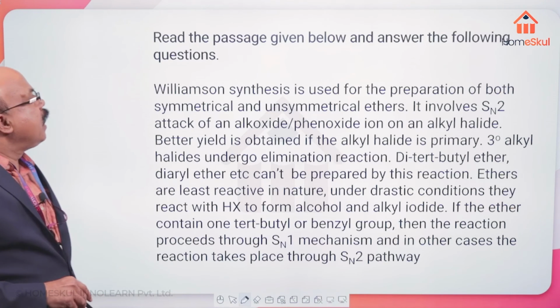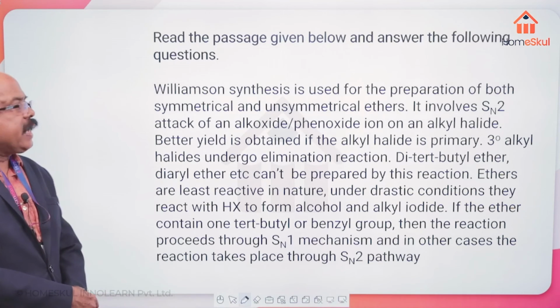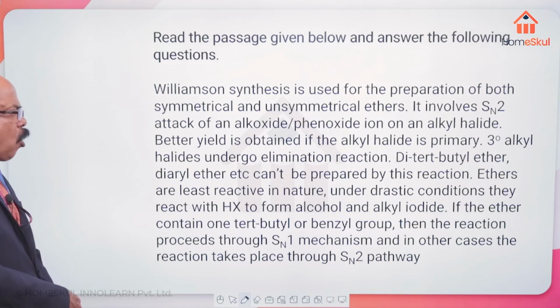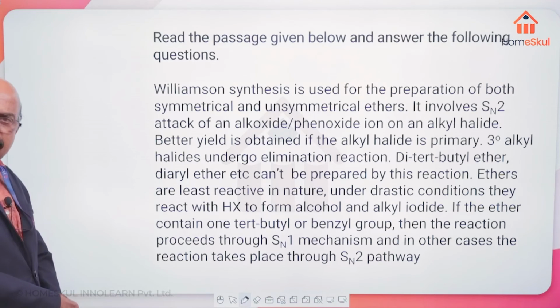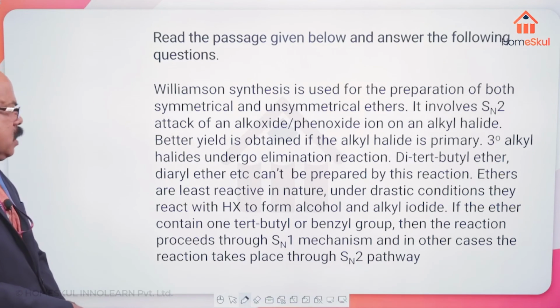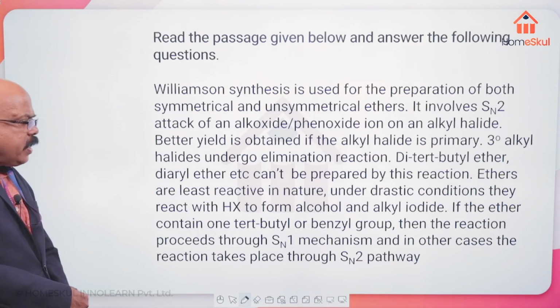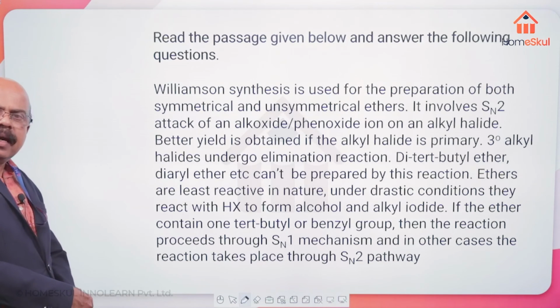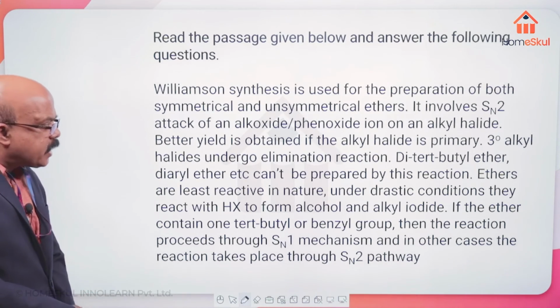And another one. Read the passage given below and answer the following questions. Go through this passage. Williamson synthesis is used for the preparation of both symmetrical and unsymmetrical ethers. It involves SN2 attack of an alkoxide or phenoxide ion on an alkyl halide. Better yield is obtained if the alkyl halide is primary. Tertiary alkyl halides undergo elimination reaction. Di-tert-butyl ether and diaryl ether etc. cannot be prepared by this reaction.